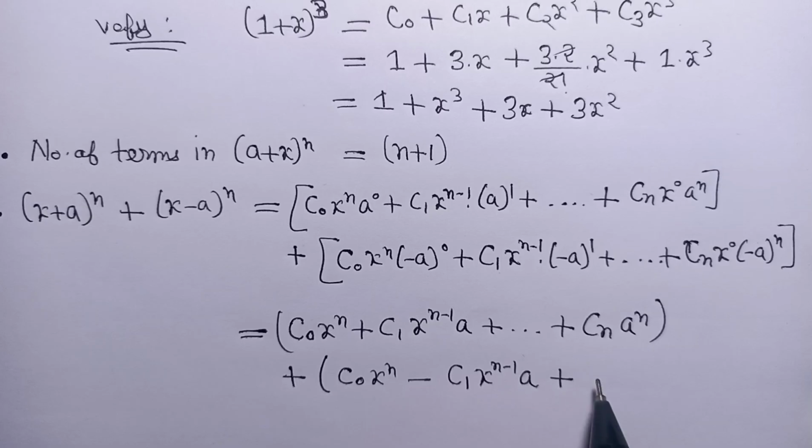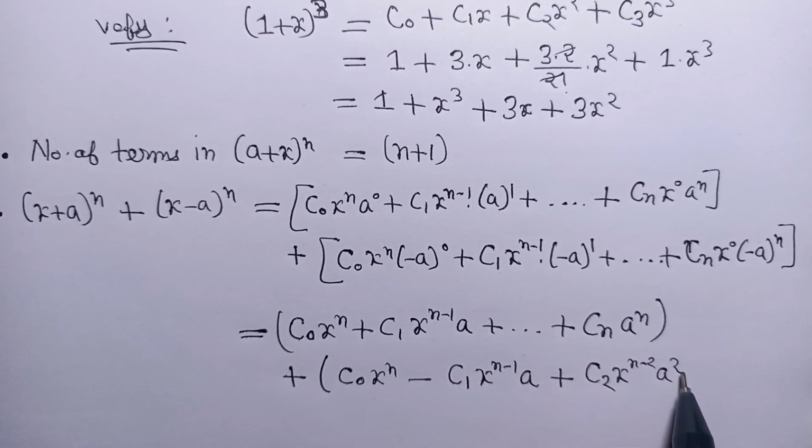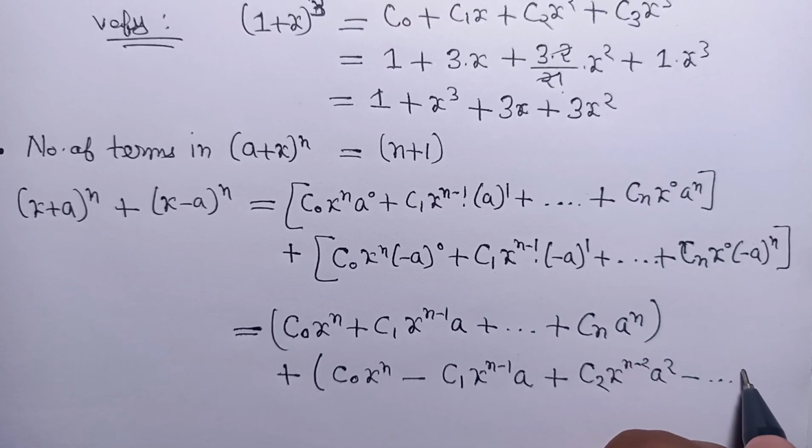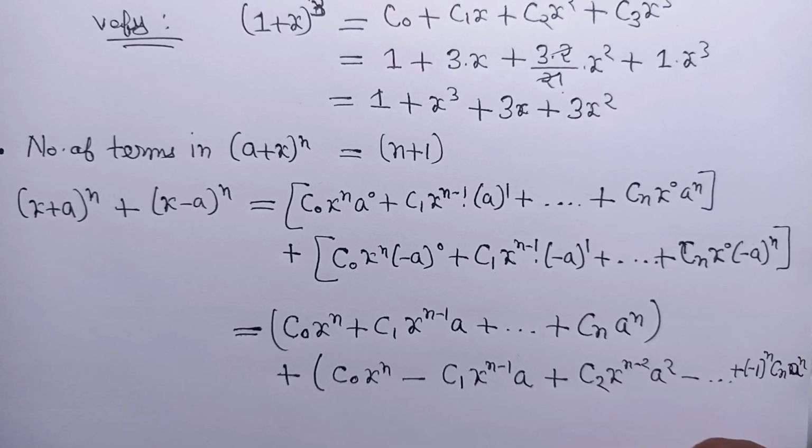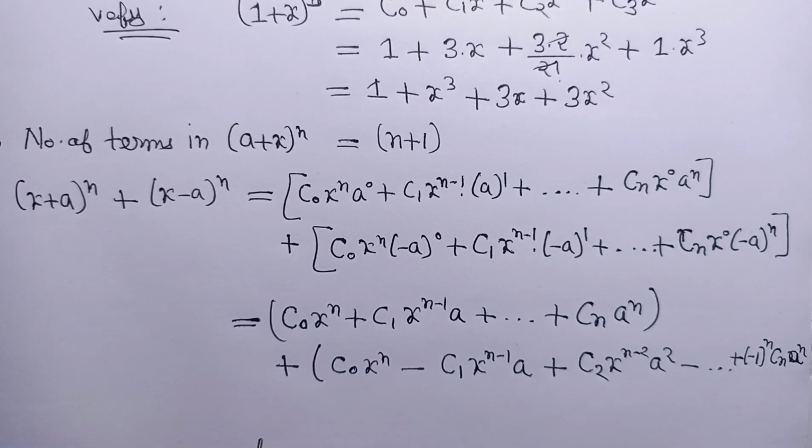So you should write this one will be c2 x power n minus 2 a power 2 minus dot dot dot, last term we don't know whether it is a minus or plus, so you should write plus of minus 1 power n cn a power n. So you can clearly see this 0 0 will add up, this 1 and 1 will cancel out, because positive sign and negative sign terms are same but with different sign, so this term will cancel.